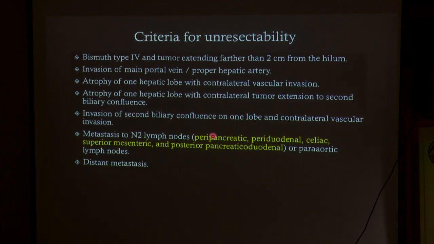One is any Bismuth type 4 tumor, and when there is invasion of the main portal vein or the proper hepatic artery, or when there is atrophy of one hepatic lobe with contralateral vascular invasion, or atrophy of one hepatic lobe with contralateral tumor extension to the secondary biliary confluence, or invasion of the secondary biliary confluence in one lobe with contralateral vascular invasion, and when there is metastasis to N2 lymph nodes or any para-aortic lymph nodes, or when there is distant metastasis. So all this should be mentioned in the report. Even if they are not present, you have to mention them as negative findings.